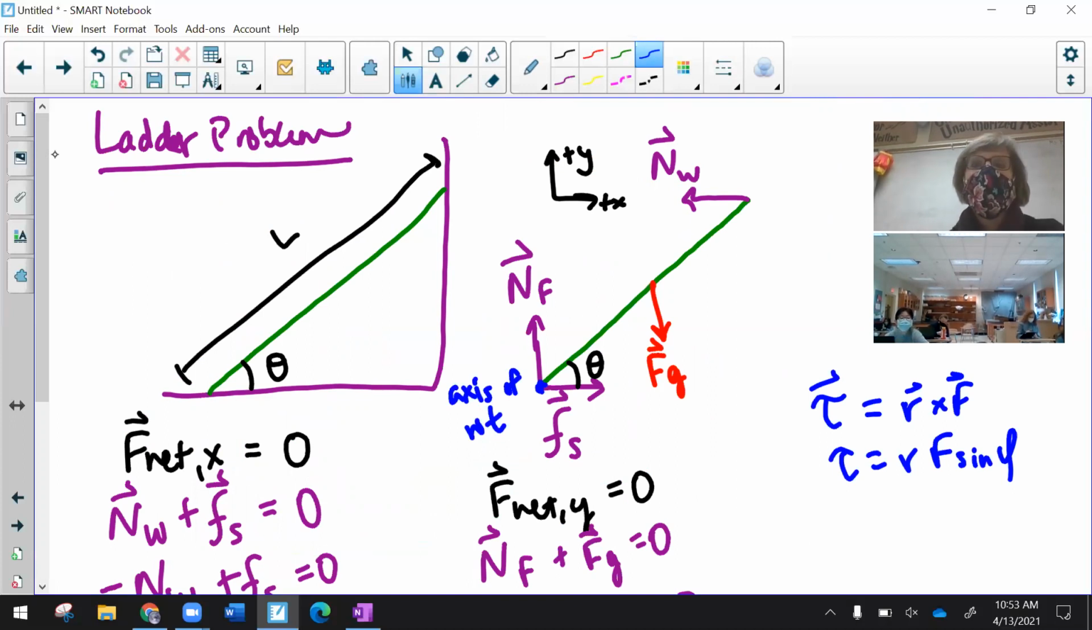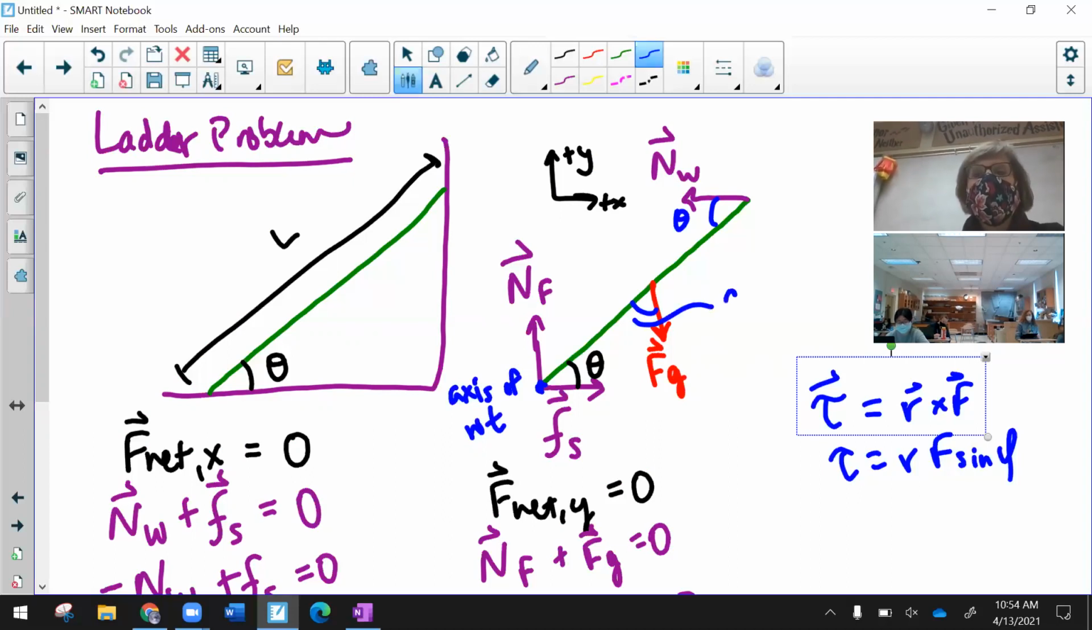Okay. So let's just remind ourselves here about alternating interior angles and note that that's going to be a theta. And then what's this angle here going to be between the ladder and FG? 90 minus theta. Okay, just so that we kind of have those in our heads.